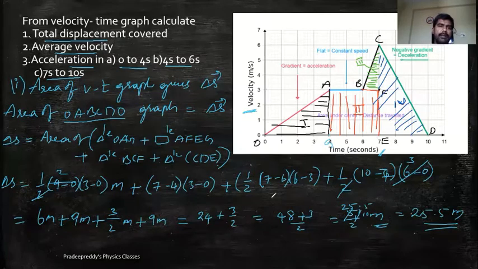So displacement covered, just by finding out the area, you will be getting the answer 25.5 meter. That is the displacement covered. Next, you should find out average velocity, right?